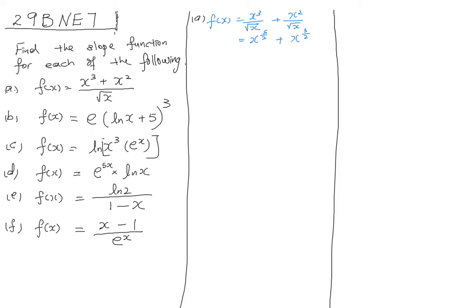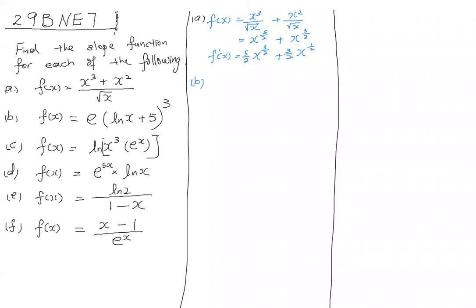Yes. Kaben, you know how to use simple rule? Tell me the answer. 5 over 2 x to the power 3 over 2, then plus, power minus 1, plus 3 over 2, then x power half. Okay, good. So now how about B?